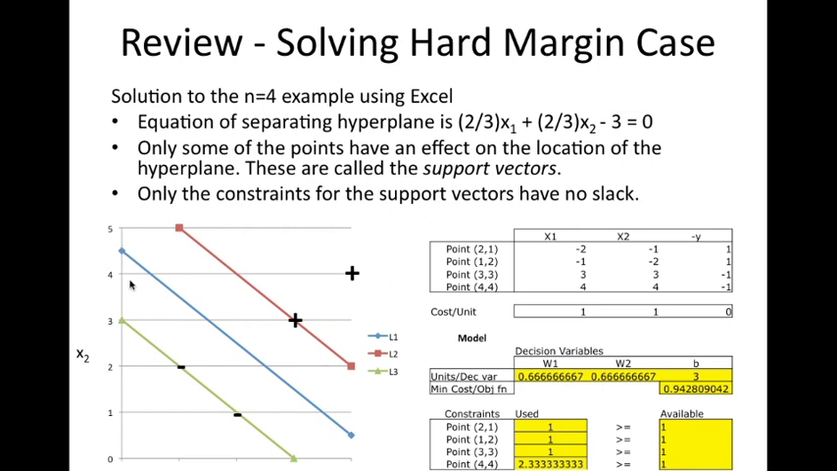That's this L1 in the graph here. And we noted that only some of these points have an effect on the location of the hyperplane. And these are called the support vectors. So here we had 3 support vectors that lay directly on these margin lines, L2 and L3. These are points 2, 1, 0.12, and 0.33. 0.44 in the optimization problem had slack. That's this point here, meaning that it had room to move around without affecting the solution to the optimization problem.